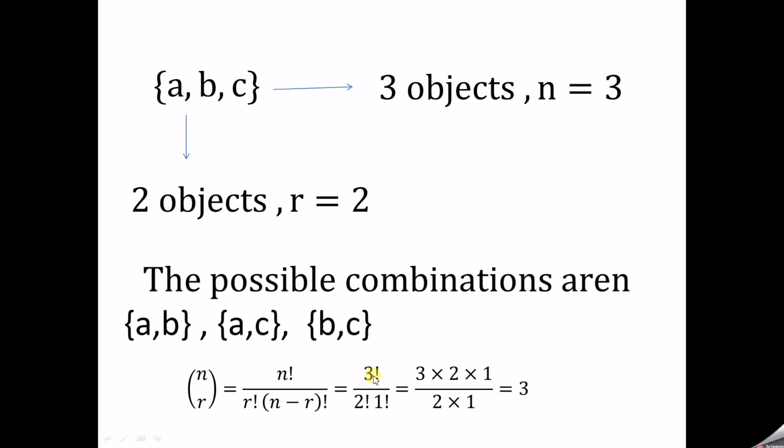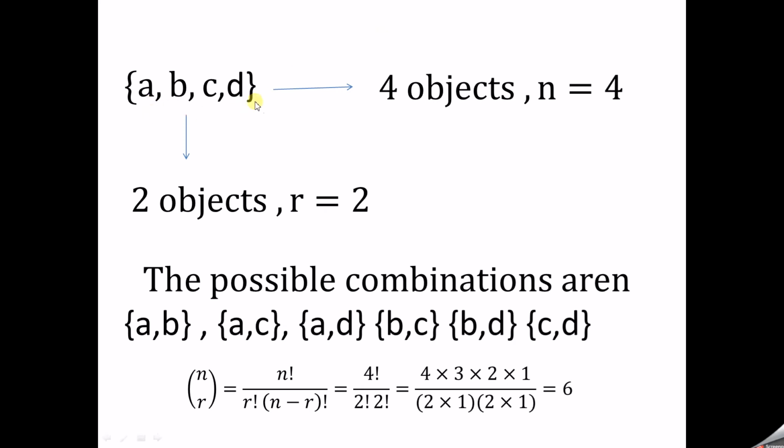We know 3 factorial is the product of numbers from 3 down to 1. So 3 times 2 times 1 is 3 factorial, 2 factorial is 2 times 1, and 1 factorial is 1. If you cancel 2 and 1 in both numerator and denominator, you will have the value 3. So the number of combinations is 3. That is what we are getting here. There are 3 possible combinations when we are selecting 2 objects from a set of n objects, where n is equal to 3. Let us look at another example.